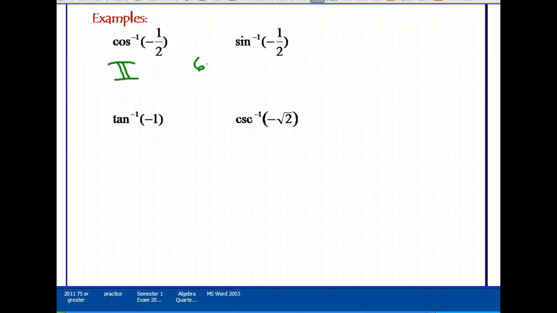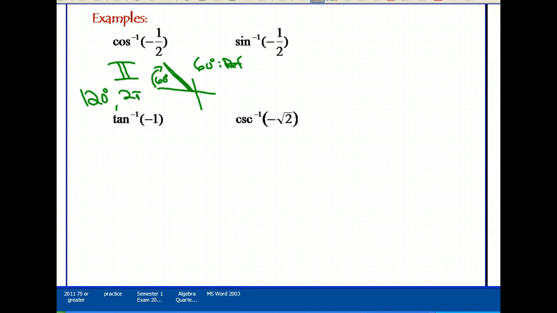That would have been 60 degrees, your reference angle. So now think about that in the second quadrant. Back up 60 degrees. If I back up 60 degrees, it looks like 120 degrees, or in radians, 2 pi thirds radians. So just be careful with that. Cosine inverse of a negative, we better look in the second quadrant. Sine inverse of a negative, we better look in the fourth quadrant.